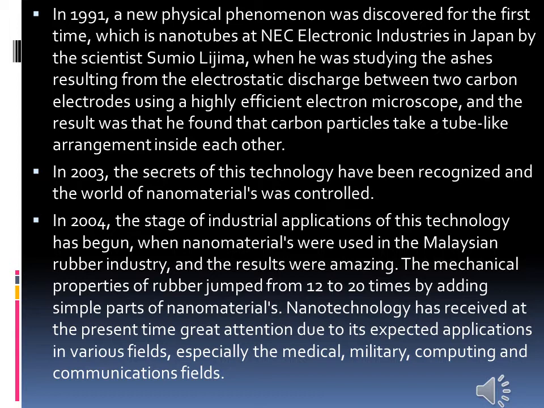In 2004, the stage of industrial applications of this technology began, when nanomaterials were used in the Malaysian rubber industry, and the results were amazing. The mechanical properties of rubber jumped 12 to 20 times by adding simple parts of nanomaterials.